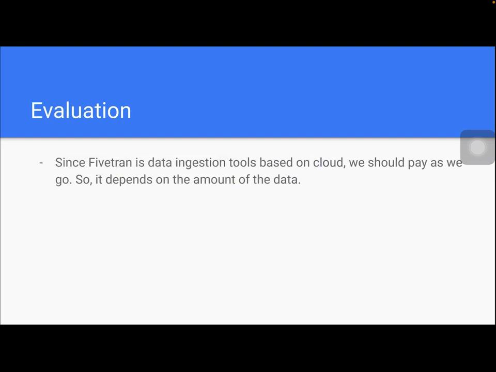Since Fivetran is pay as you go, it depends on the amount of data. The more the data increases, the more we have to pay. And for synchronization, the more often we synchronize, the more we have to pay too. So it's based on your setting.